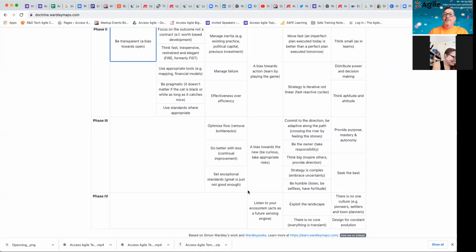Okay, and then finally, listen to your ecosystem. Acts as a future sensing engine. I don't think we've got that because everything went a bit quiet. We didn't really set up a community space. The Slack group became tumbleweeds.